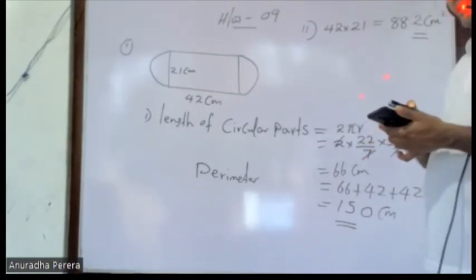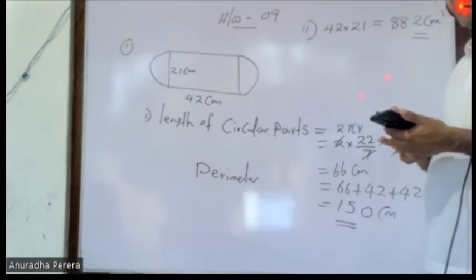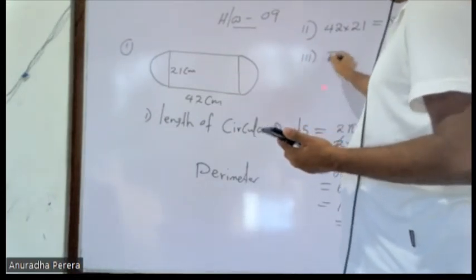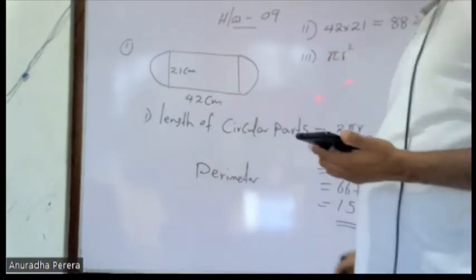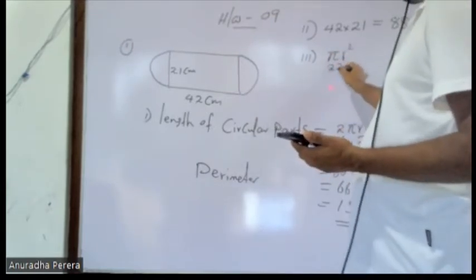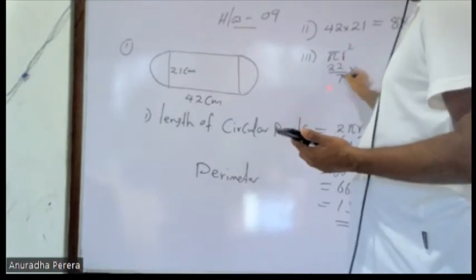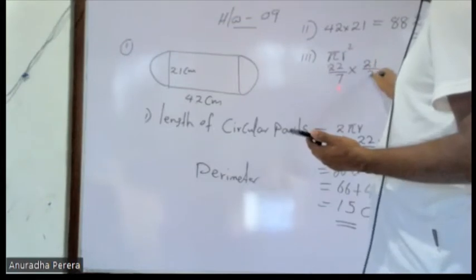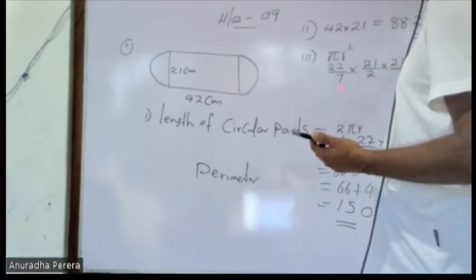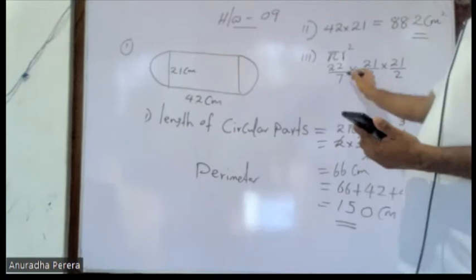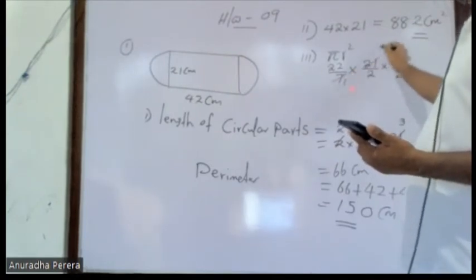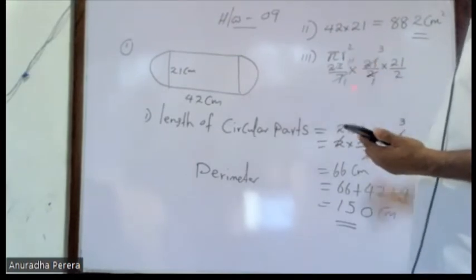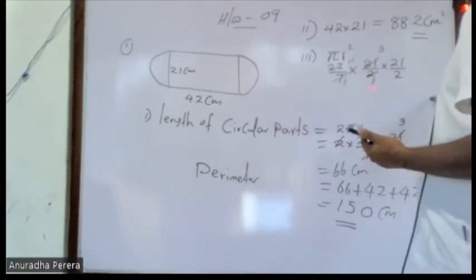Yes. Right. Then find the area of the semicircular parts. Two semicircles means it's a circle. By using πr squared, we can determine it. 22/7, r squared, 21/2 into 21/2 or 10.5. Simplify by 7. 1, 3 by 2, 11. 33 into 21.